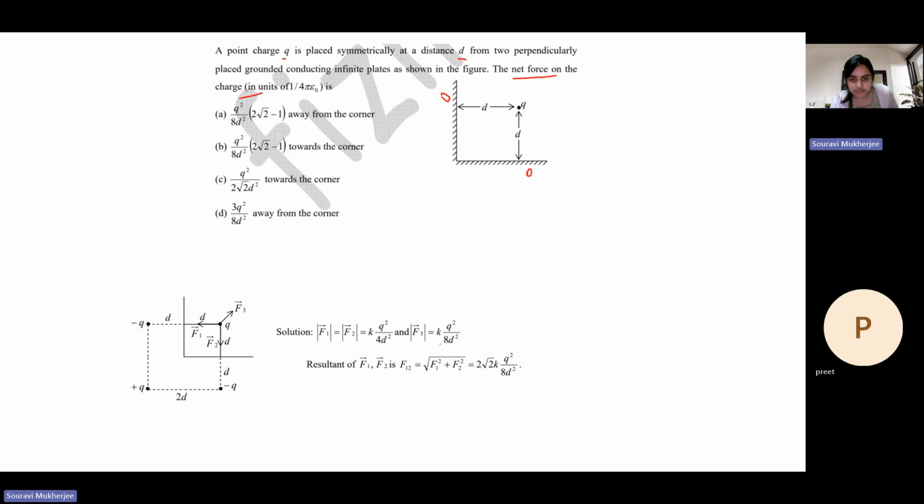So now you find the force due to the third charge. It's given as Q square by 8D square. Now you find the resultant. The resultant of F1 and F2 will be directed inwards, in this direction. And you have F3, which is opposite to it. So the resultant will be the difference of the two. So this is what you end up getting. This is your net force.